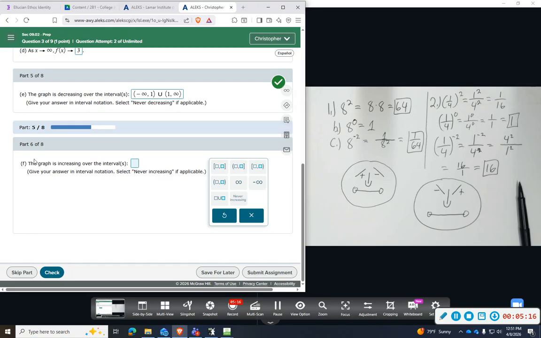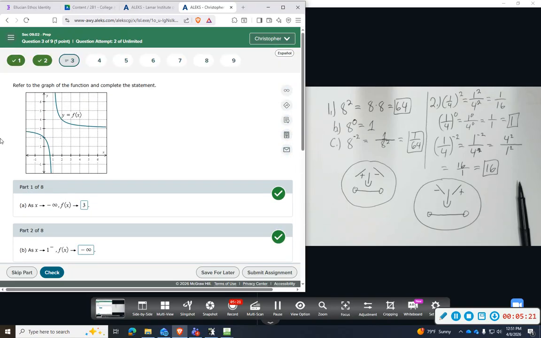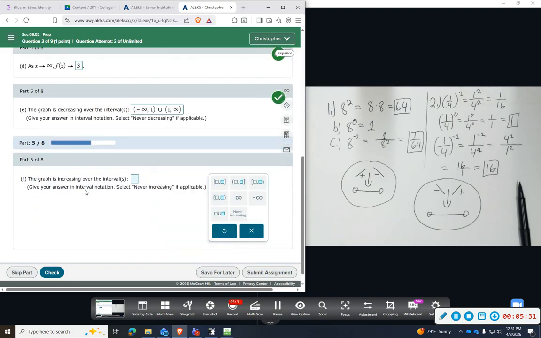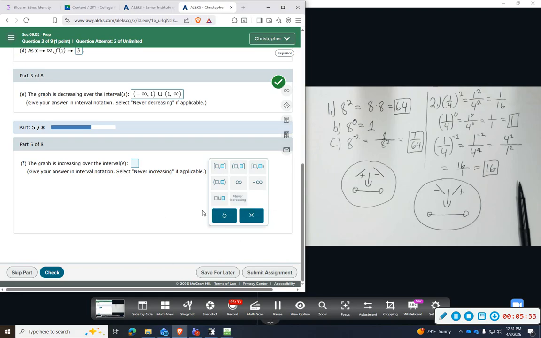Check. So then part 6 says the graph is increasing. So when is it increasing? Well, we just talked about it's going down from left to right. It's never going up as I go from left to right. It's always, trace it, going downward. It's never going in an upward direction. So this graph is never increasing.